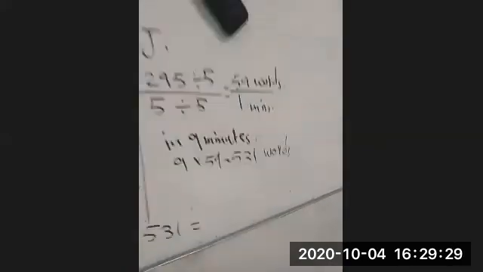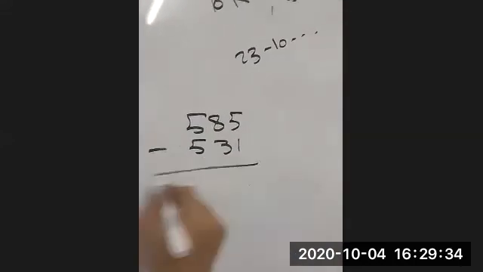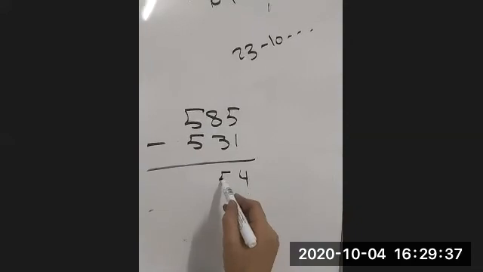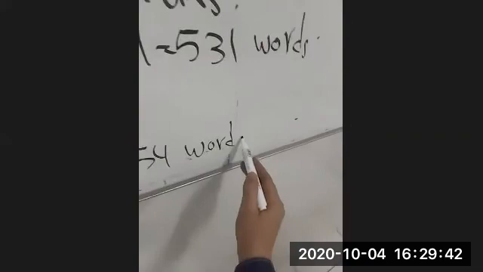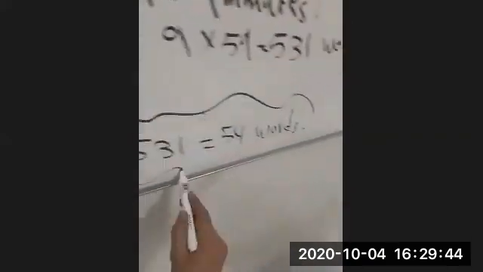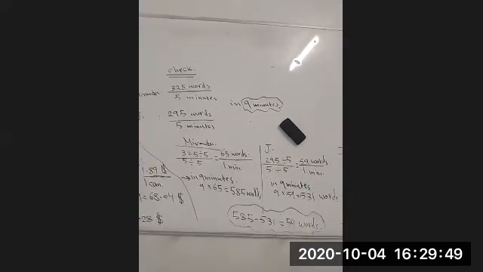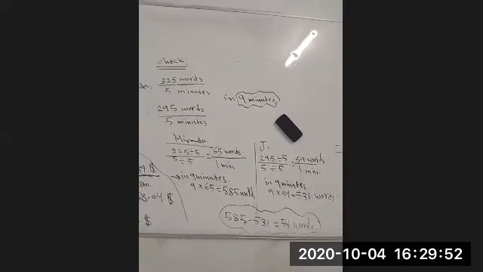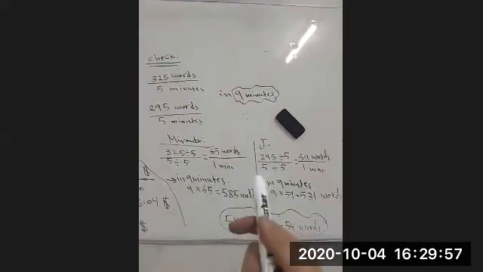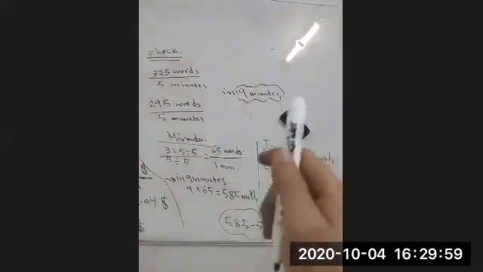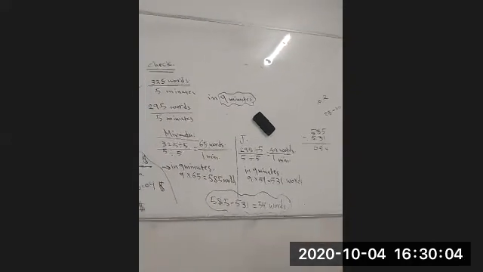Let's make the subtraction. 585 minus 531. This is 4, this is 5, this is 0. 54 words. What does this mean, guys? In 9 minutes, Miranda can type 54 words more than Joseph. You can copy the check.